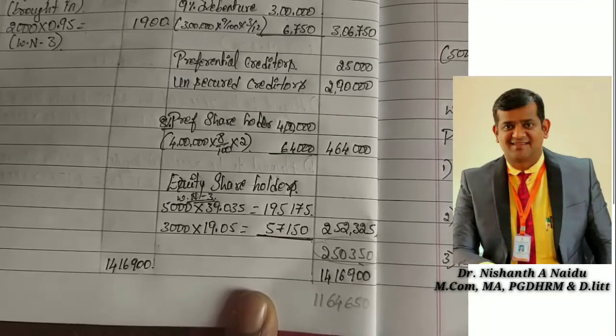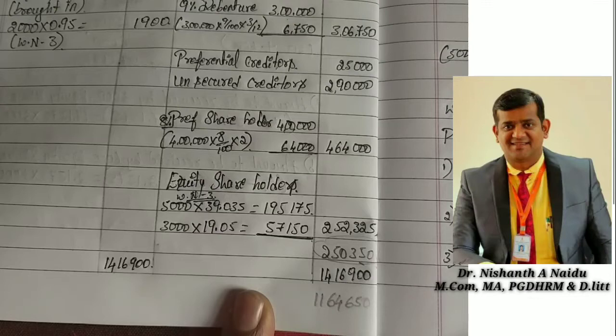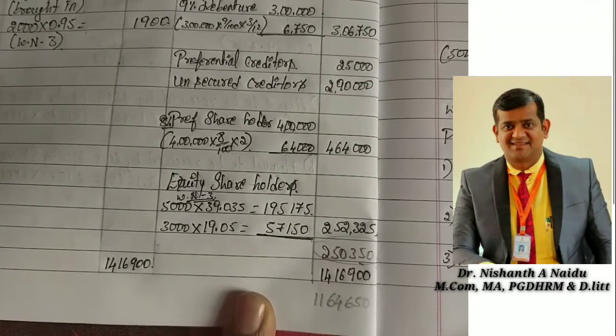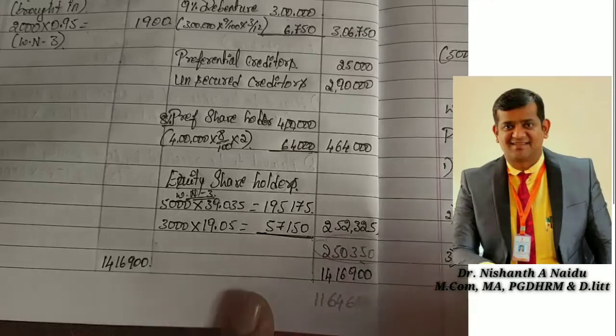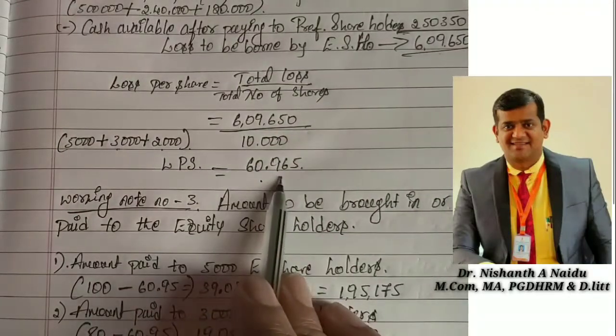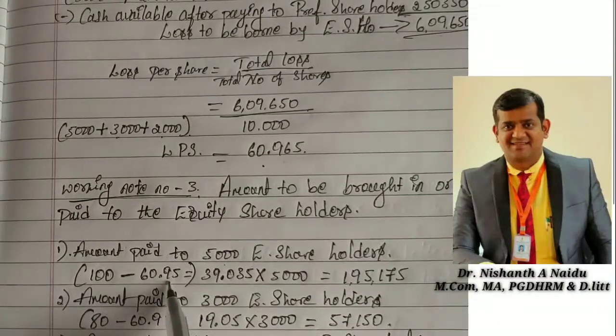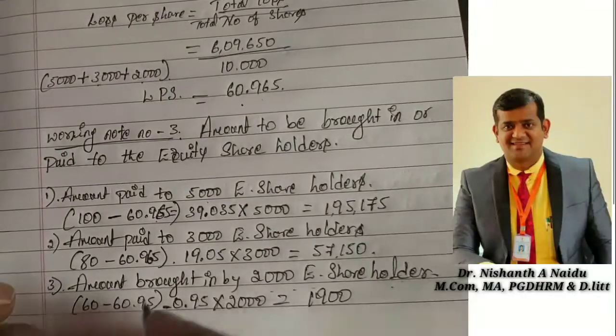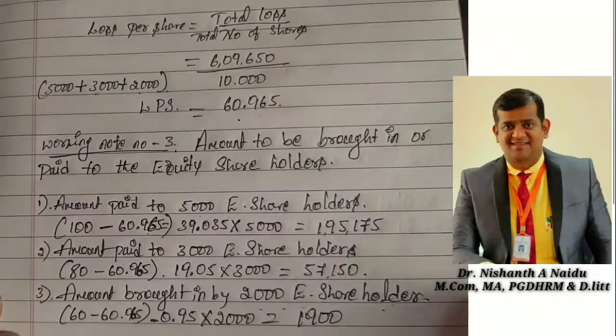Actually I am getting 975 rupees extra, maybe because of the point we left, which is reflecting here. Okay, the thing is, I have identified the loss as 60.965, but while calculating I have taken 60.95. So we have to take 60.965 everywhere, then we are going to get the answer.